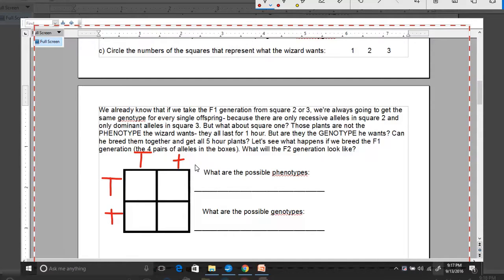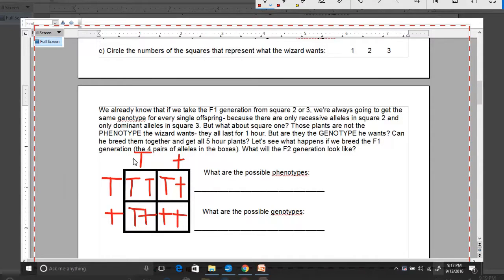However, what happens if we breed the F1 generation? Let's see. Let's do the Punnett square. So here we'll bring T across, capital T, and bring capital T down for this box. In this box, capital T comes across and little t comes down. In this box, little t comes across and capital T comes down. And in this box, little t comes across and little t comes down. Oh, interesting. What do we have here? We have a mix of a lot of things.